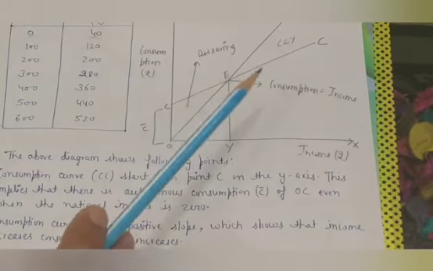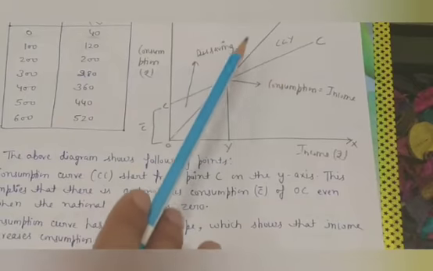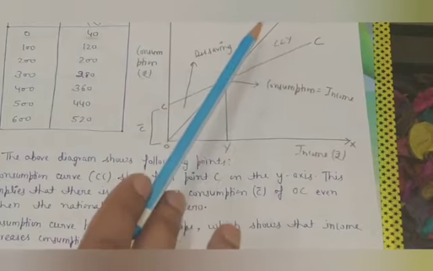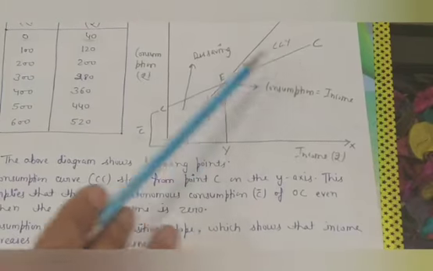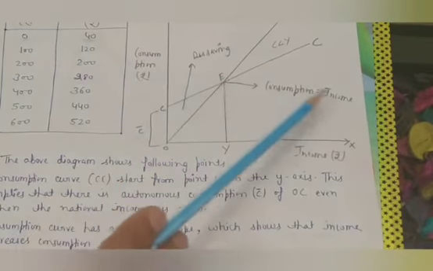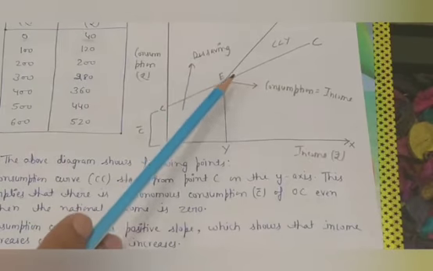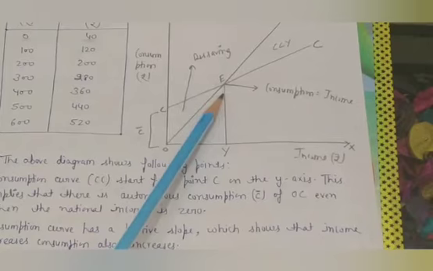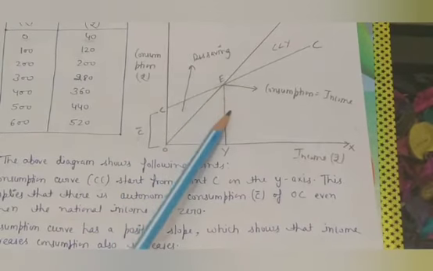Saving is negative here. After point E, when consumption is less than income, saving is positive. At point E, consumption is equal to income, saving is zero here. So this point is known as the break even point. I hope all of you have understood the consumption function.